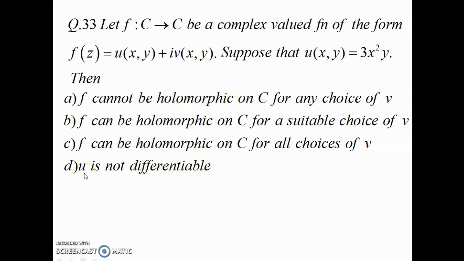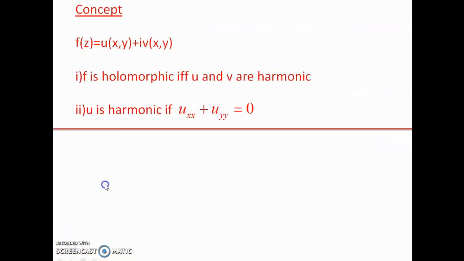So, first of all, we'll look into the concept. If f of z is equal to u of x y plus i v of x y, then f is holomorphic if and only if u and v are harmonic. So, we'll check what is harmonic now. u is harmonic if uxx plus uyy equal to 0. uxx means second derivative of u with respect to x, and uyy means second derivative of u with respect to y. We have to find that and take its sum, and if it is equal to 0, then u is harmonic. So now let's go to the question.